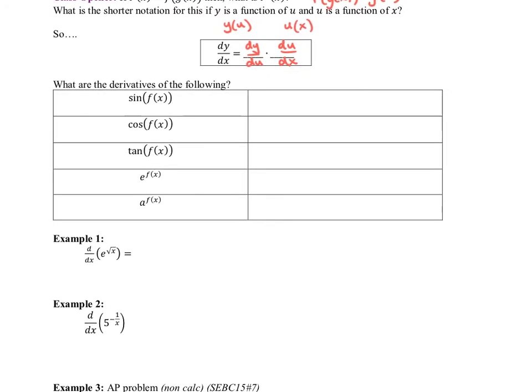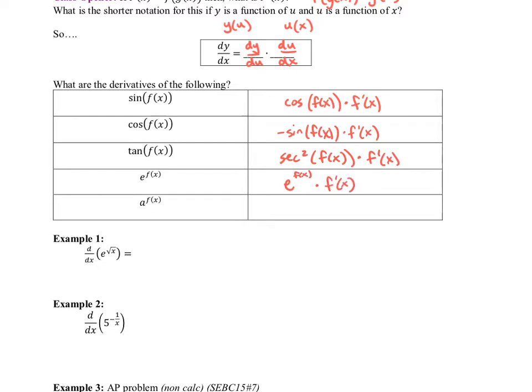Okay, we have some derivatives that we need to know. So obviously the derivative of sine of f of x is cosine of f of x, and then of course, because of the chain rule, we multiply by the derivative of f of x. Then we have negative sine of f of x multiplied by the derivative of f, and secant squared of f of x multiplied by the derivative of f, e to the f of x, one of the most common ones, times the derivative of f, and then a to the f of x multiplied by ln of a multiplied by the derivative of f of x.